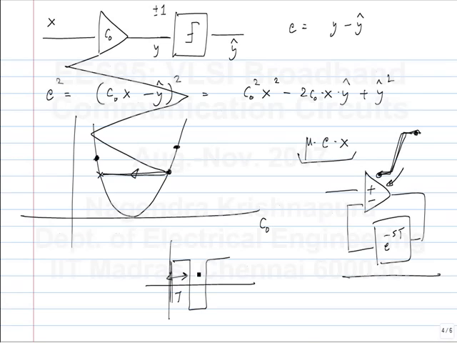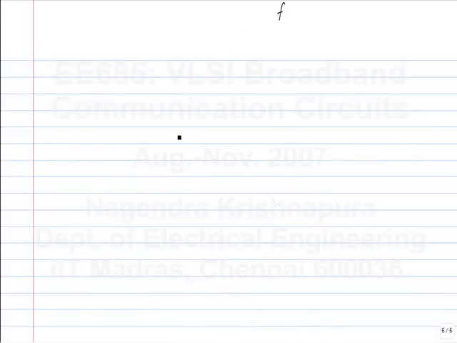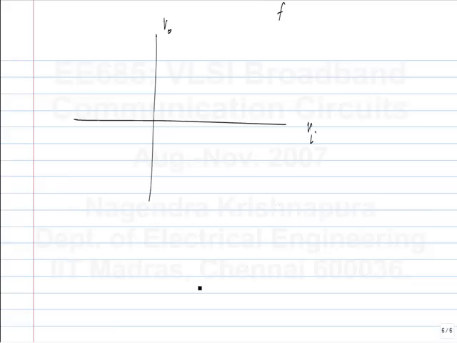The slope is not dependent on t at all, right? The characteristic I drew was basically V0 versus Vi of the amplifier, so there is no t here.